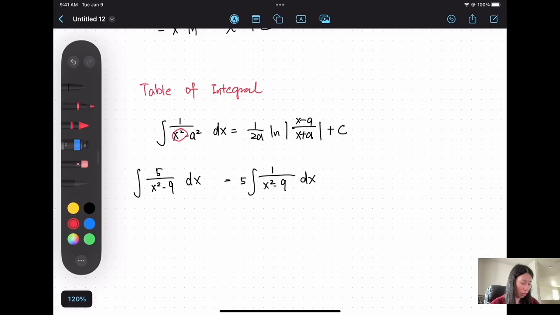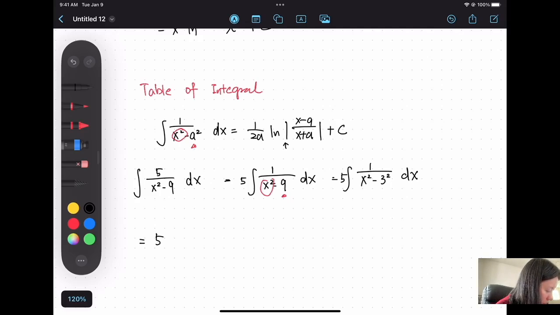I have x squared, so the x squared part is taken care of. But what about the a squared? Well, I have 9. If you think about it, what squared is equal to 9? It's going to be 3. So I have a 5 outside, and then x squared minus 3 squared, and the derivative. Now I can apply the formula.